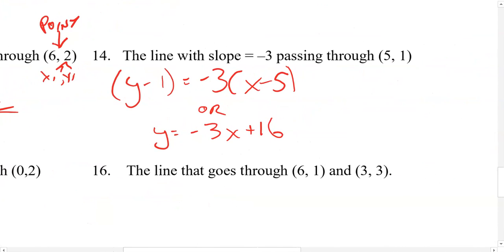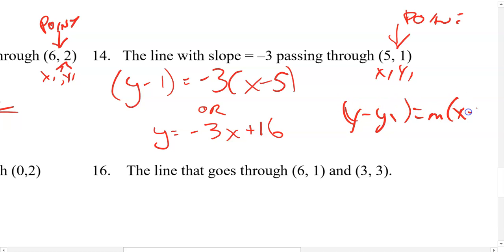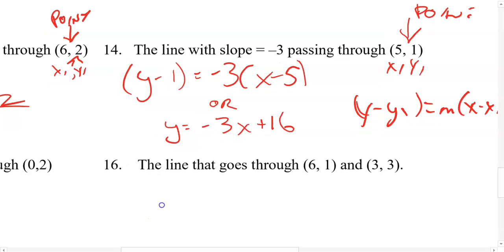On question 14, slope with line -3 passing through 5, 1. Again, point slope form. Here's my point, 5, 1. So I will plug in y1 and x1 into my form. Y minus y1 equals m times x minus x1. And I've also done my distribution, collected my terms to the right to give it also in slope-intercept form.